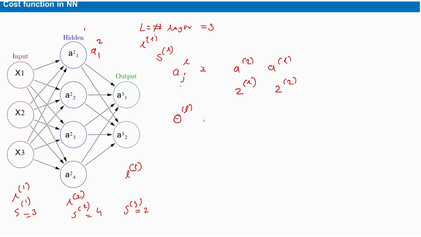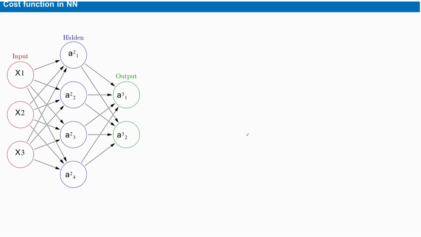Okay, it having the dimensions S of L plus 1 means the number of neurons in the next layer by the number of neurons in the current layer plus 1. Okay, it means it has this dimension. So keep all this notation in mind, because we are going to use it in the further intuitions. Okay, so let's start with the cost function inside the neural network.